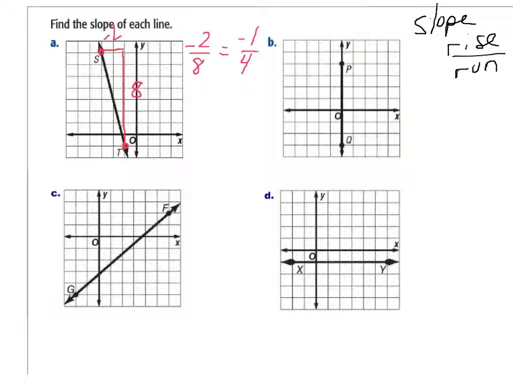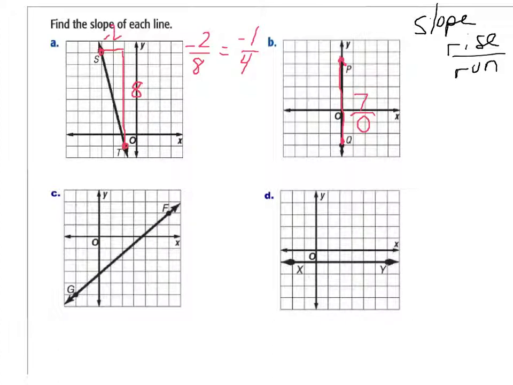Now, for letter B, I want to calculate the slope from Q to P. Now this is a vertical line right on the y-axis. If I count from Q to P, using the same method that I just used in example A, I can rise 1, 2, 3, 4, 5, 6, 7. So I had a rise of 7. Now I don't have to go left or right at all, so my run will be 0.